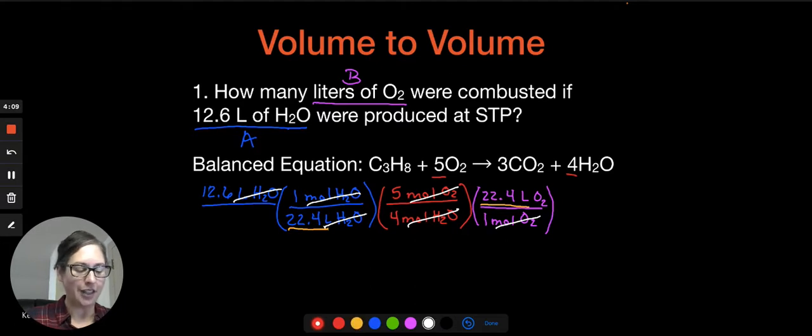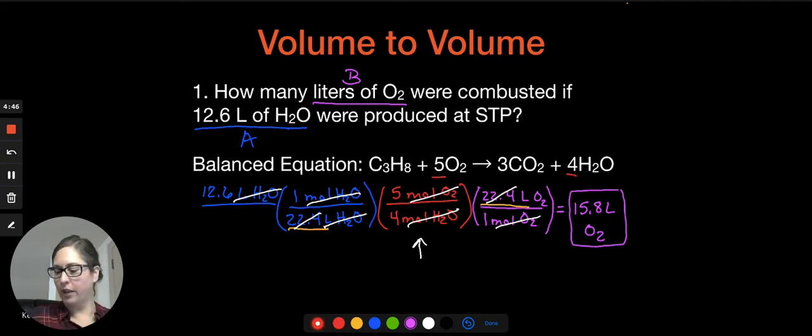Honestly, when you do these calculations, you can just use the mole ratio if you want to, because that 22.4 ends up canceling out. You can do the whole math, or you can cancel those out and just use the mole ratio. If you're going from volume of one thing to volume of another, you can just use this mole ratio right here. Either way will work, and you will get the correct answer. My answer for this one is 15.8 liters of O2.